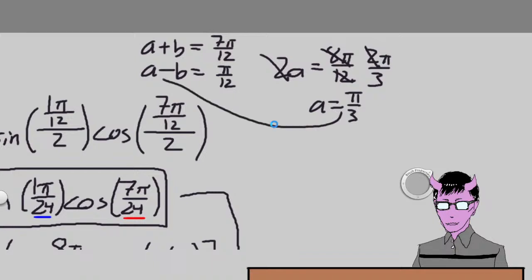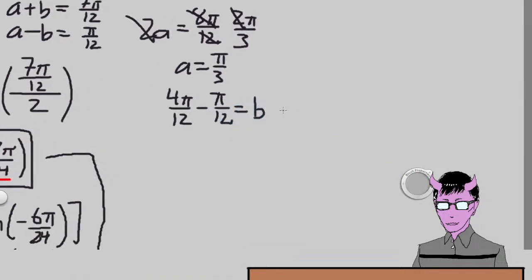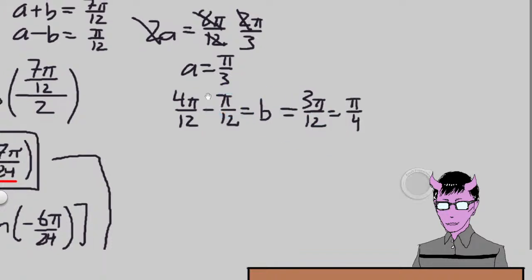Back plugging that one in there and matching the denominator of 12, top and bottom times 4. So a is equivalent to 4 pi over 12. And if you subtract b, it should give us this one. So I'm just going to go ahead and swap those two. So minus pi over 12 should give us positive b. And then b is therefore 3 pi over 12, which is pi over 4.